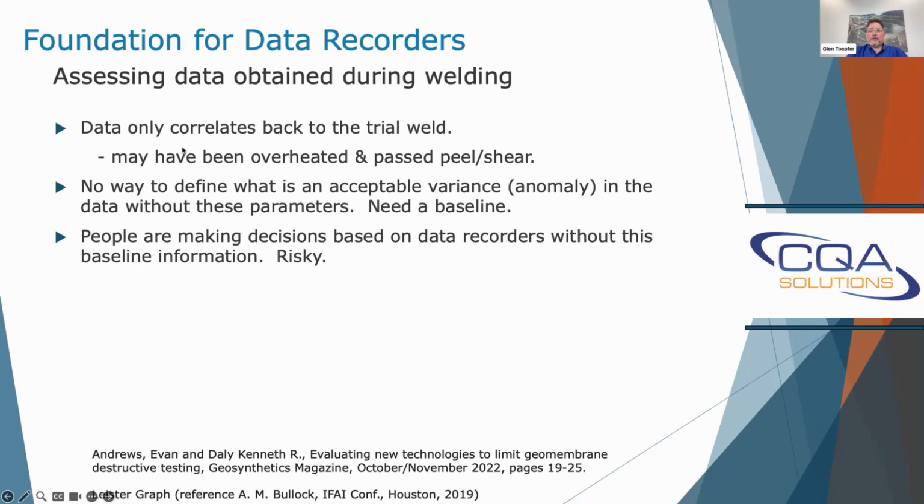So, as we talked about, we do the trial welds and they may pass just like the destructs may pass, but they may have already been overheated. They'll still pass. So we're correlating data back to a trial weld that may have failed. And then without this data, how do you define what is an acceptable anomaly? I'll show you a slide in a few moments about the anomalies for those of you that aren't familiar with the data recorders, but there has to be some sort of a baseline there that gives you a parameter to define what's acceptable and what isn't acceptable. And then, my third concern with data recorders is people are making decisions based on them without the baseline information, and I think that's a risky proposition.